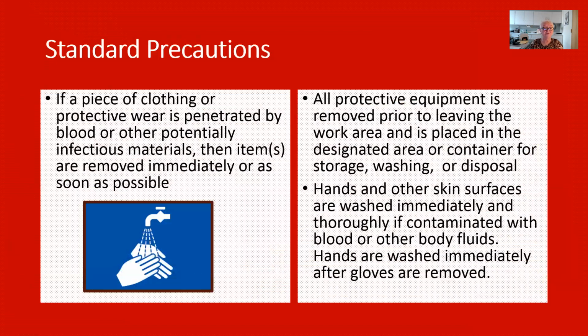If a piece of clothing or protective wear is penetrated by blood or other potentially infectious materials, those items are removed immediately or as soon as possible. All protective equipment is removed prior to leaving the work area and is placed in the designated area or container for storage, washing, or disposal. Hands and other skin surfaces are washed immediately and thoroughly if contaminated with blood or other body fluids. Hands are washed immediately after gloves are removed.